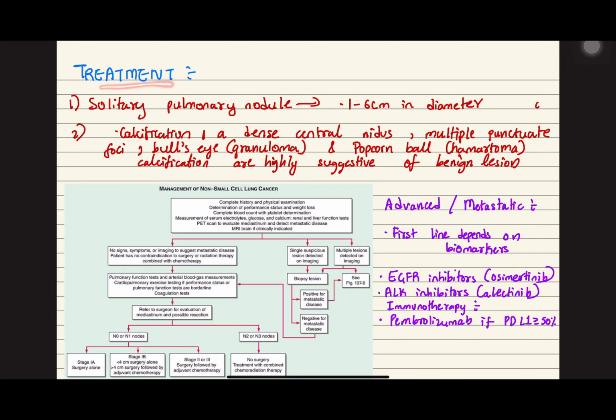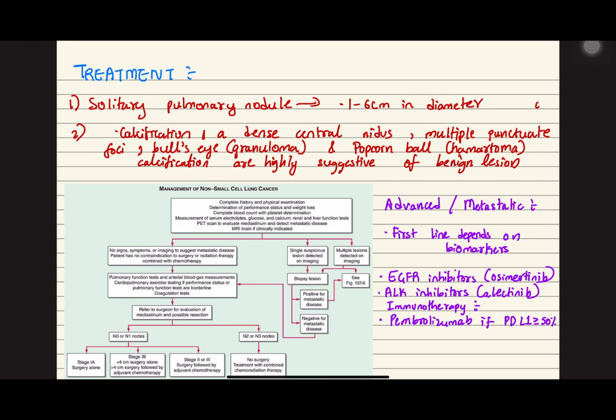And now treatment. Treatment depends on stage and type. For solitary pulmonary nodules, which are small lung spots that are 1 to 6 cm in diameter, how can you say that a solitary pulmonary nodule is benign or malignant?